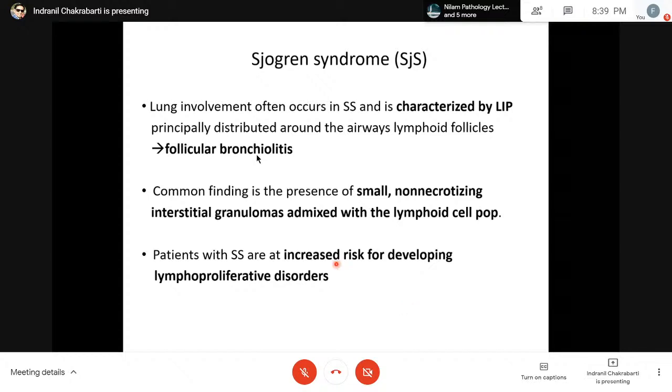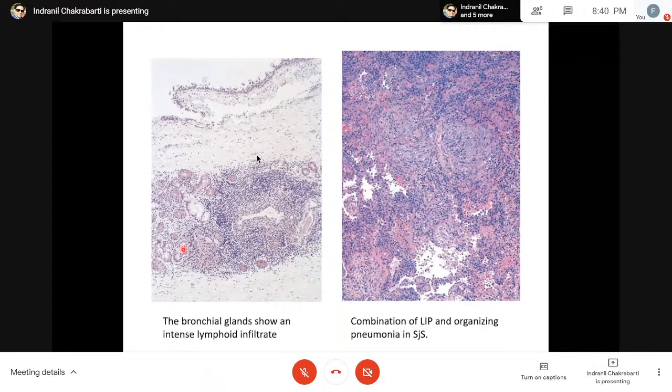In Sjögren's syndrome, lung involvement often occurs and is characterized by LIP. So in Sjögren's, we get LIP predominant. The common finding is presence of small non-necrotizing interstitial granulomas admixed with lymphoid cell populations. One should always be cautious, because patients of Sjögren's syndrome have an increased risk of developing lymphoproliferative disorders. You can see the bronchial glands showing intense lymphoid aggregates, and the combination of LIP, numerous lymphocytes, as well as organizing pneumonia type features in a case of Sjögren's syndrome.